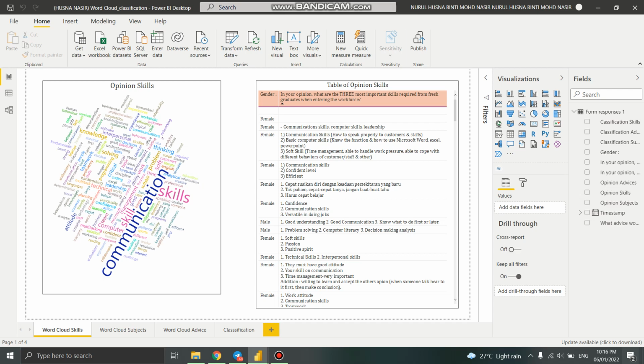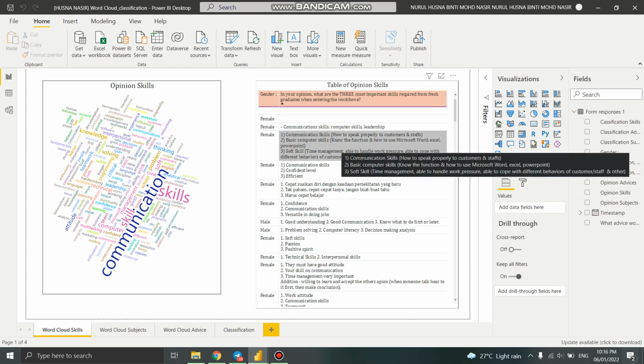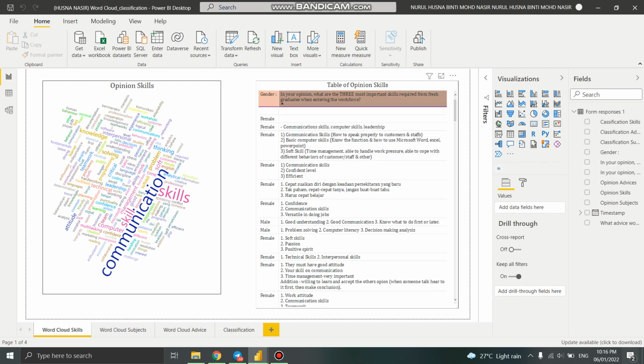First is word cloud. In this table, we can see the data about the question: In your opinion, what are the three most important skills required from fresh graduates entering the workforce? And this is the word cloud about the opinion on skills.